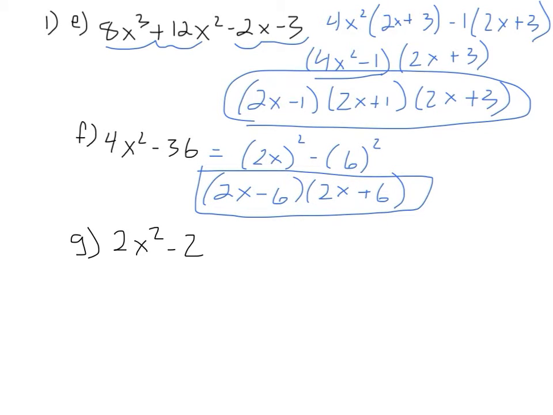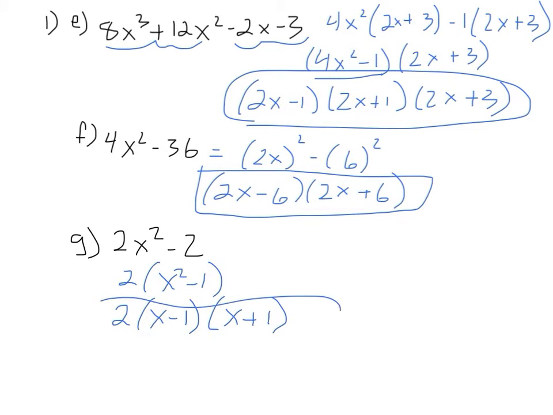For 2x squared minus 2, I could factor a 2 out, and I get x squared minus 1. It looks like I'm done, but x squared minus 1 is again the difference of two squares. So x minus 1, x plus 1, and we're done.